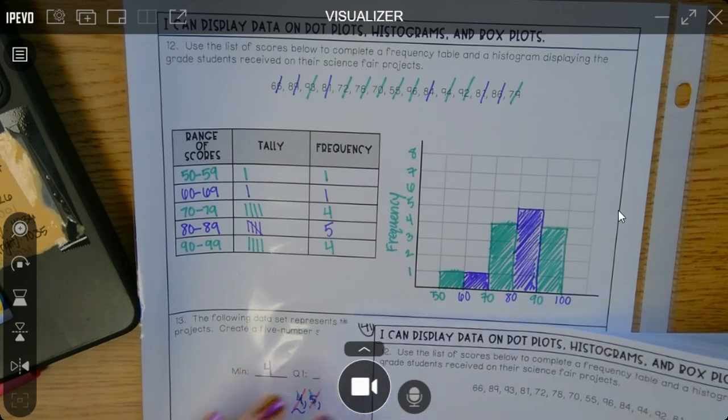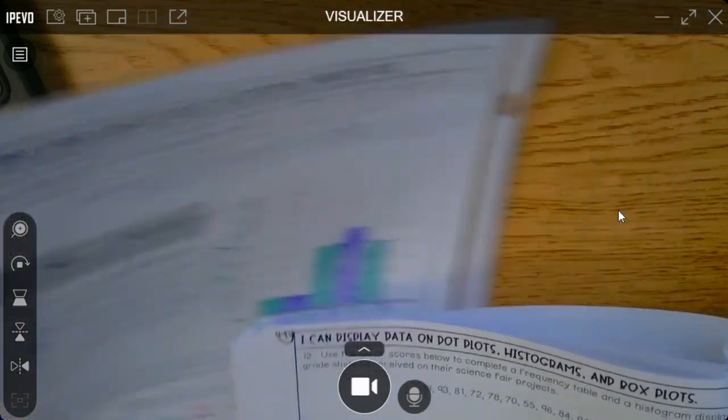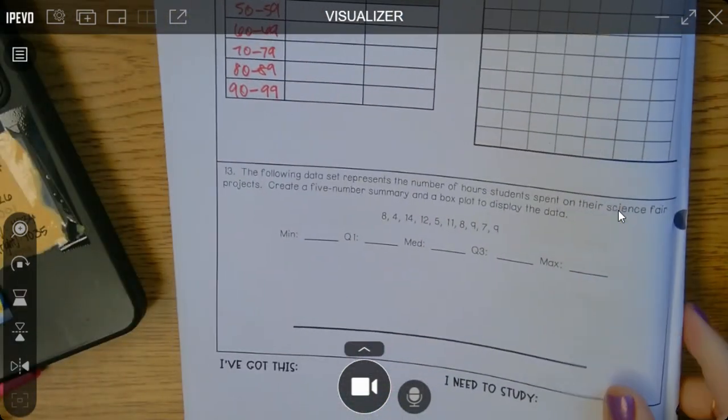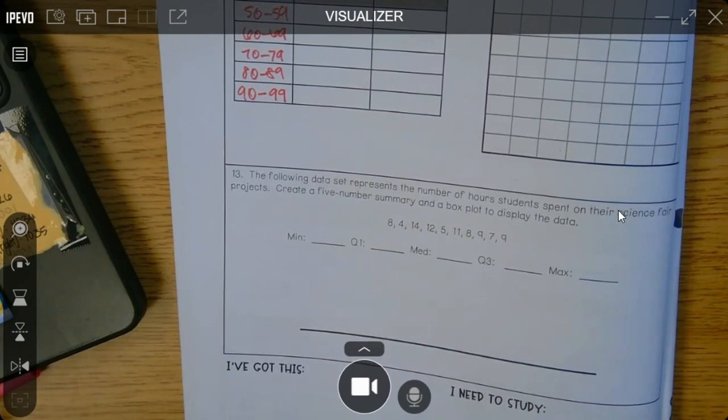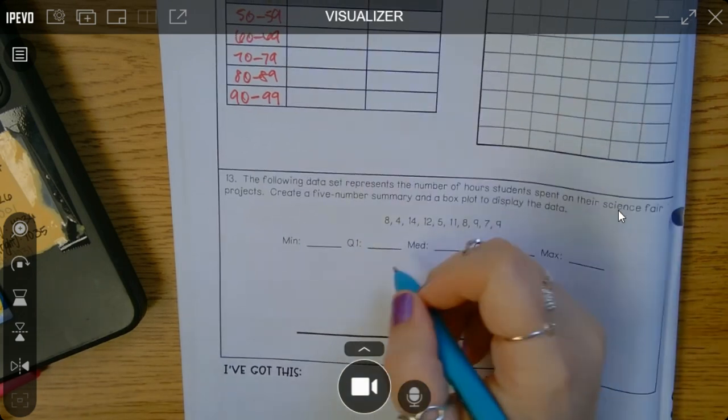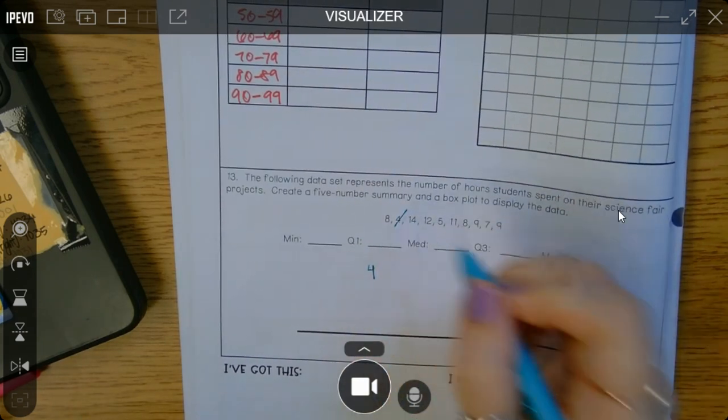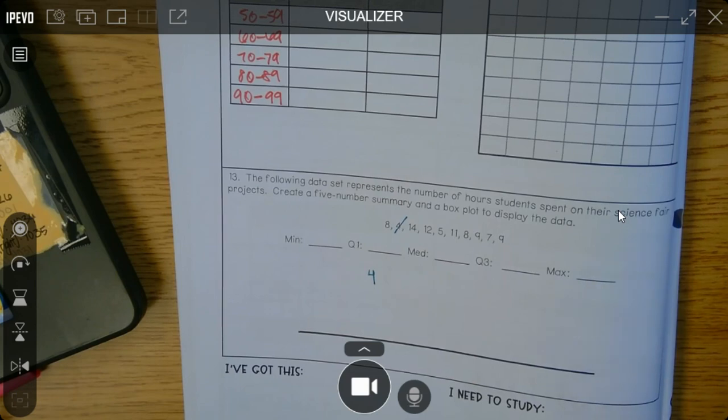Now for a box and whisker plot, we have to be more precise, and we first have to find the max, min, and median. So we need to first put them in order from least to greatest. I see the smallest number is 4. And then again, pause it, keep going on your own.